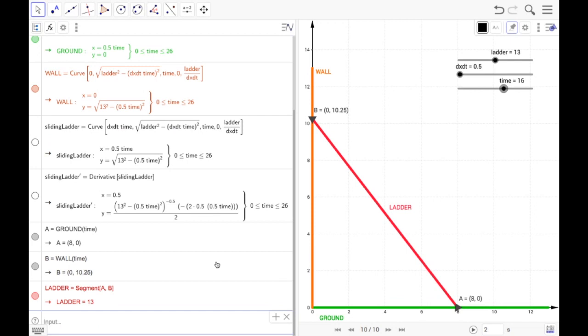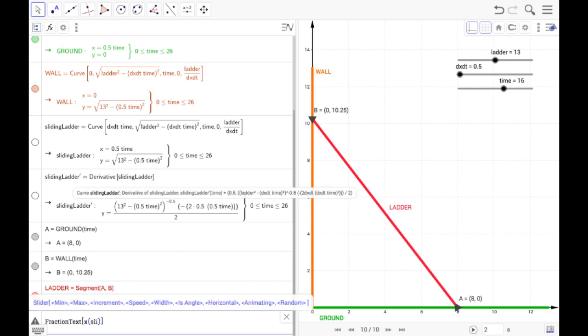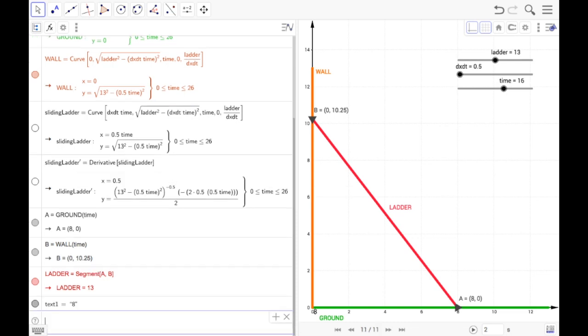All right, let's put in some labels so that we can see the values for the rate of change of the bottom of the ladder and of the top of the ladder. So let's go here, and we want to see, let's do fraction text, and the text that I want is to grab the x value, so I'll place an x from the sliding ladder velocity, so let's type that in, at a particular moment in time.